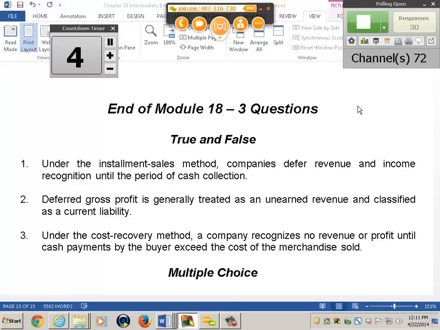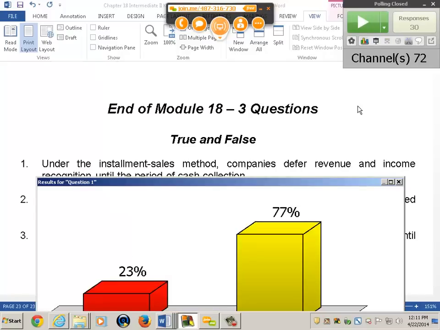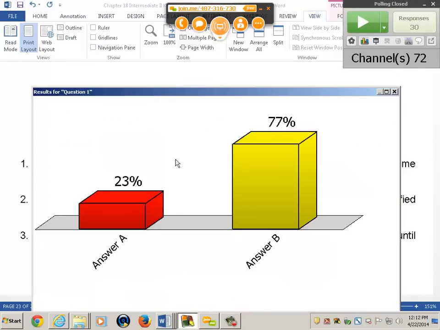Let's see what we got. Okay. False. False is actually the correct answer. What made this wrong? What was wrong with the statement?